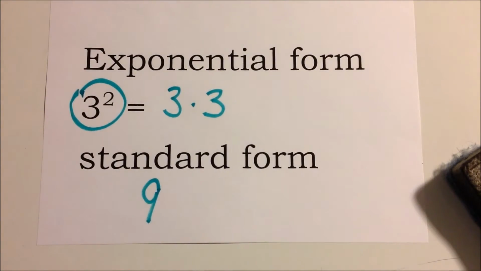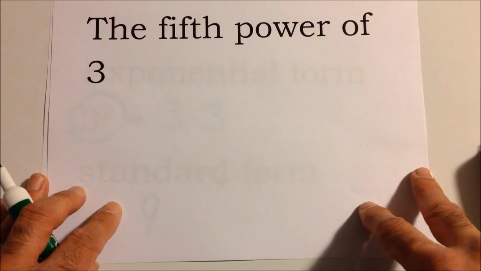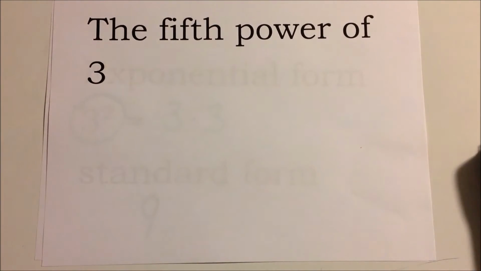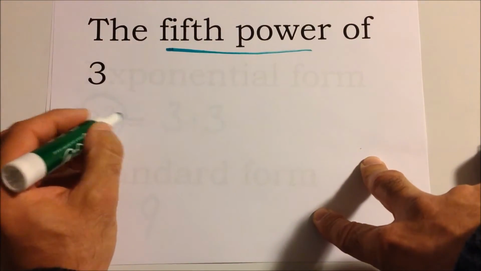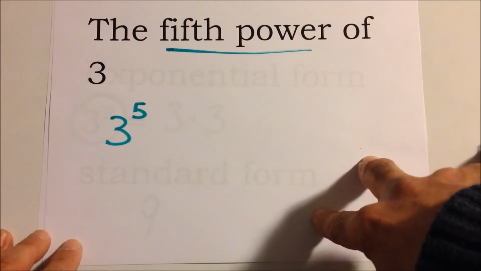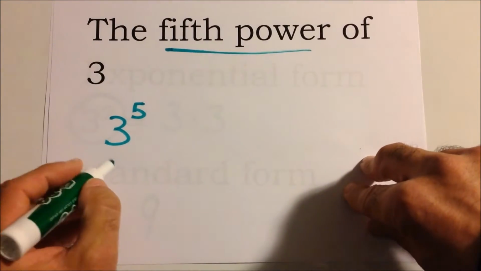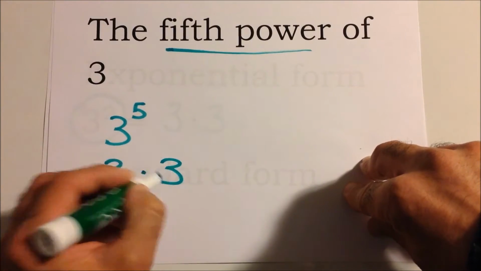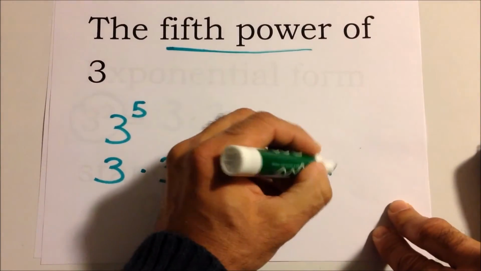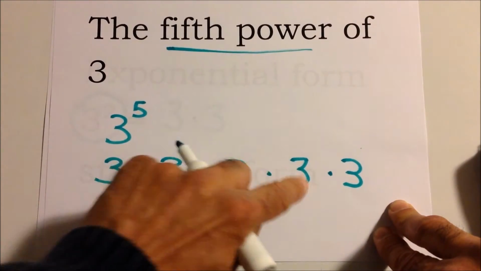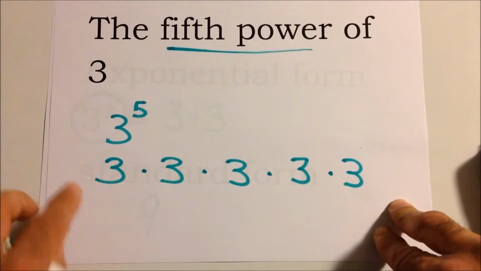Okay? How would you write this? The 5th power of 3. How would you write that? The 5th power of 3. So the key here is 5th power. So it's 3 to the 5th power. In repeated multiplication, that's 3 times 3 times 3 times 3 times 3. Make sure you have it 5 times. 1, 2, 3, 4, 5.